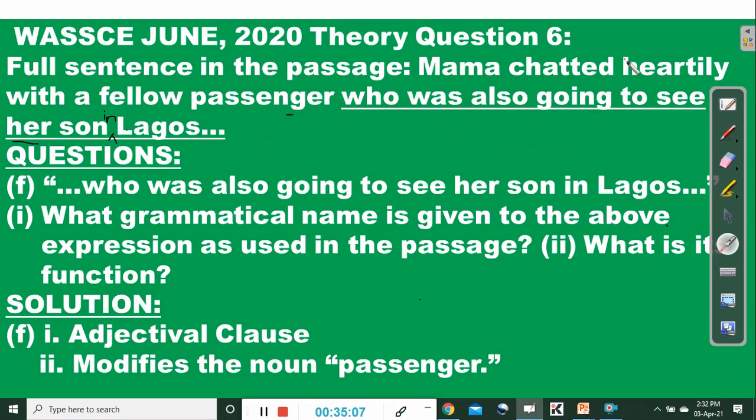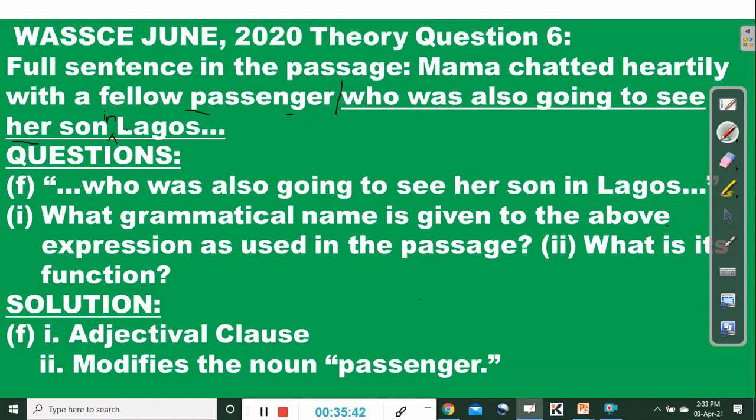Now, let me show you how we actually identify the grammatical name. First, we can use what I call the border principle. Now, the border principle. This is the border. This is exactly the grammatical expression that we are asked to identify its name or to give its name. Then we come in this sentence and we look at the border that this expression shares.